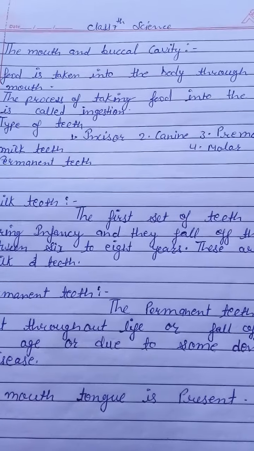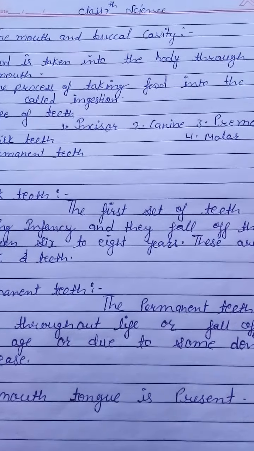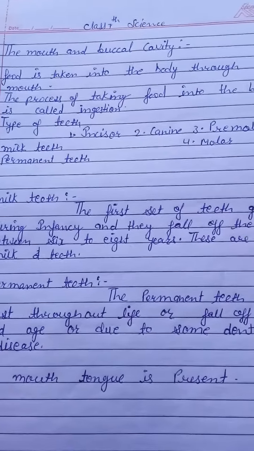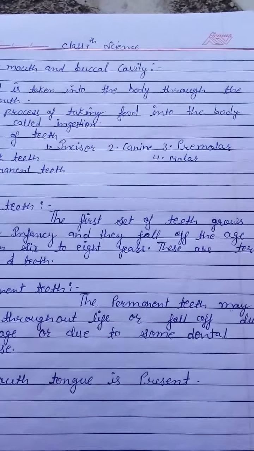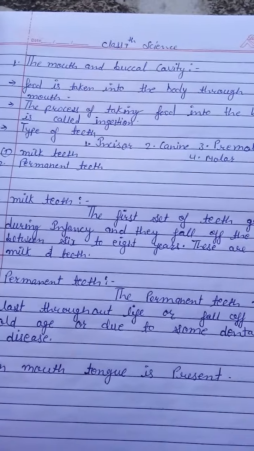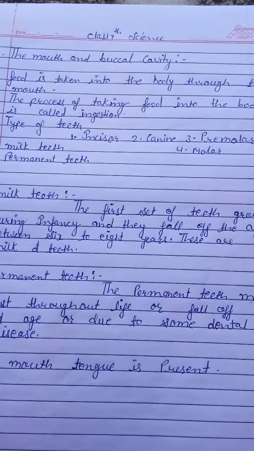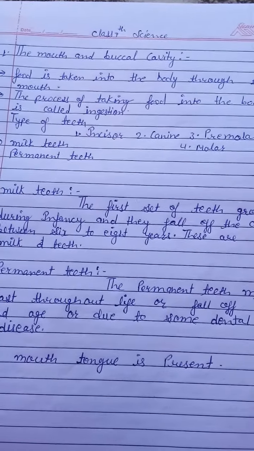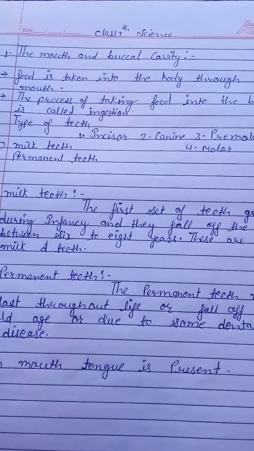According to our lifespan, teeth are of two types: milk teeth and permanent teeth. Milk teeth, the first set of teeth, grow during infancy and fall off between the ages of 6 to 8 years. These are called milk teeth.